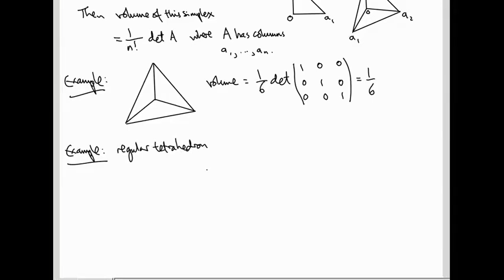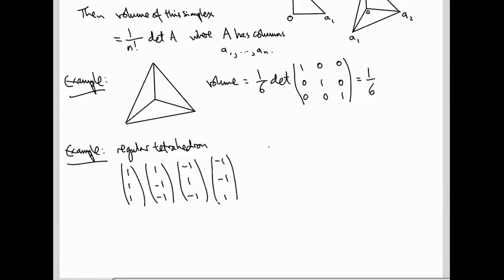With vertices at (1, 1, 1), (1, -1, -1), (-1, 1, -1), and (-1, -1, 1). Where am I getting these from?